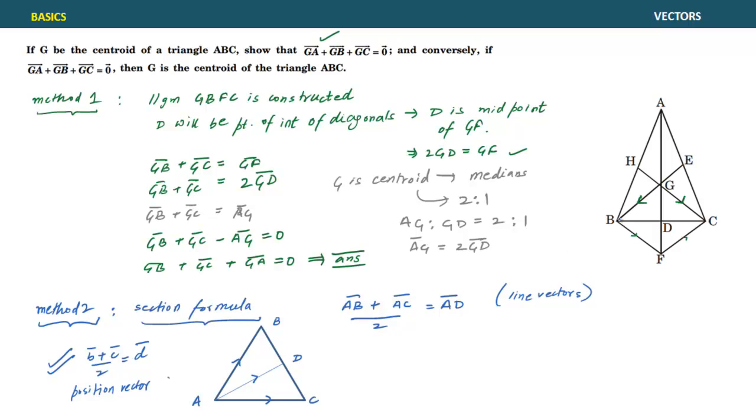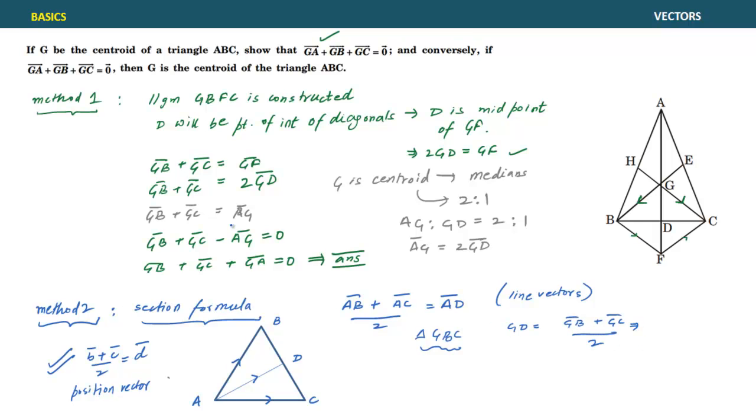So if you apply this in this particular problem, and I take the triangle, let's say GBC, right? I know that GD is bisecting the BC line. So what can you say about GD? So GD will be nothing but what? Yes, so GD will be (GB plus GC) by 2.